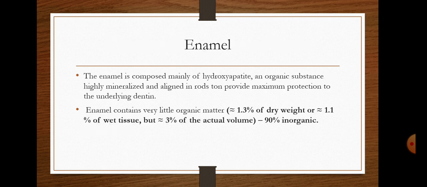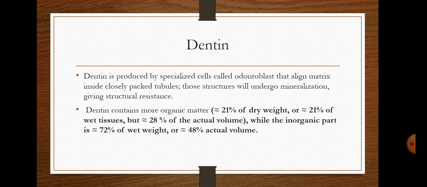Enamel. The enamel is composed mainly of hydroxyapatite, an inorganic substance highly mineralized and aligned in rods to provide maximum protection to the underlying dentin. Enamel contains very little organic matter, approximately 1.3% of dry weight or approximately 1.1% of wet tissue, but approximately 3% of the actual volume. 90% is inorganic.